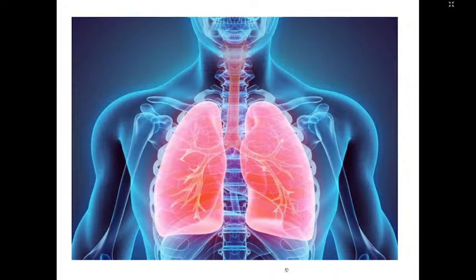So this is a nice diagram. It's a beautiful diagram. So this is the Kronig's isthmus. Yes, Bhavan. The point of bifurcation of the trachea is called carina.